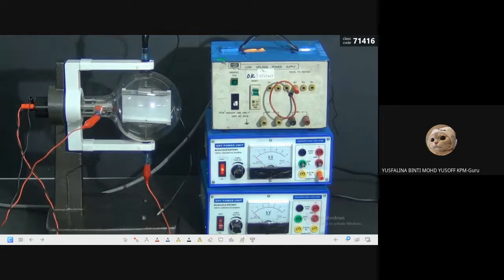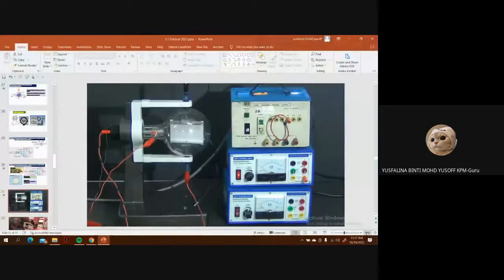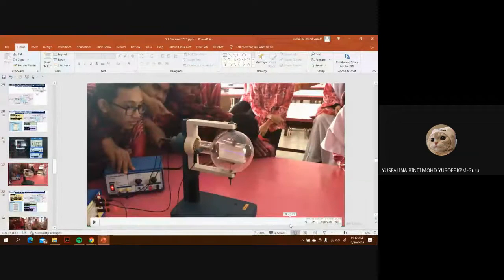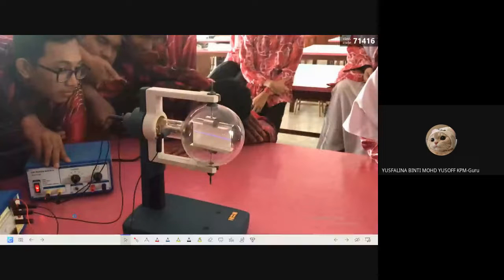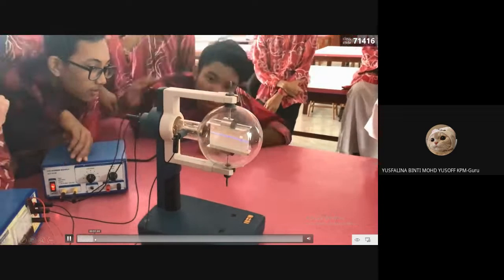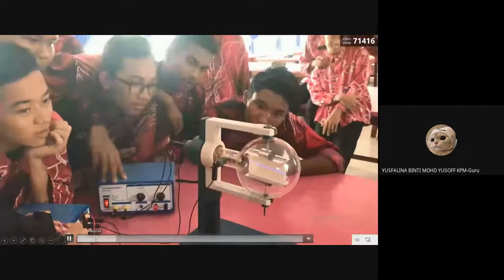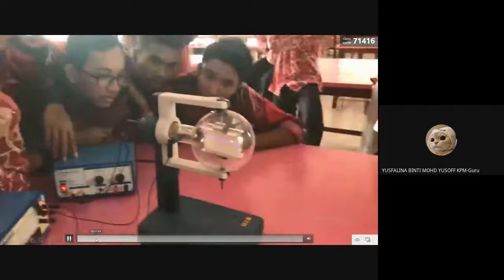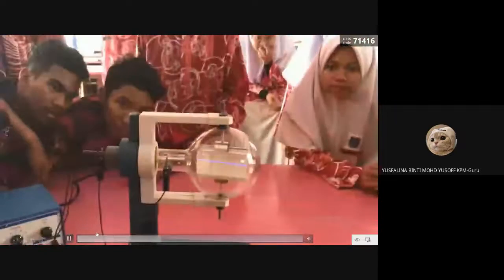I don't know what happened. Cannot move to the next slide. Okay, so this one I think much clearer. Yeah, the cathode ray moves in a straight line.